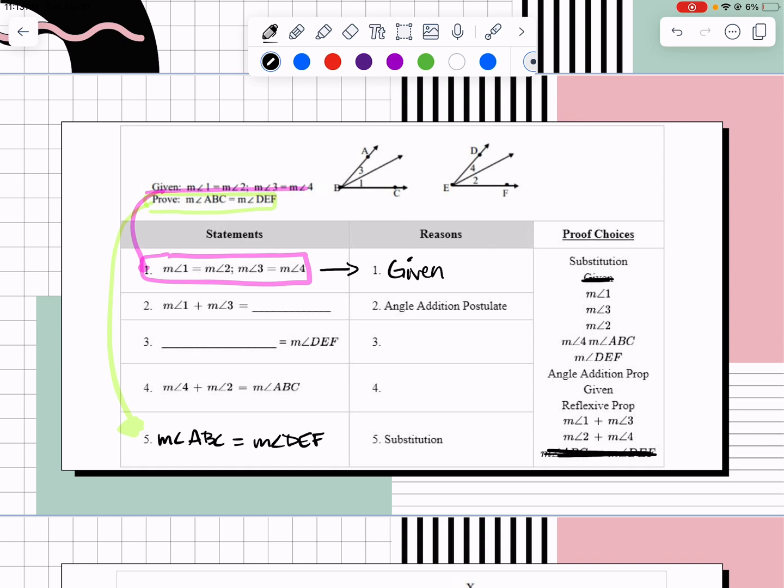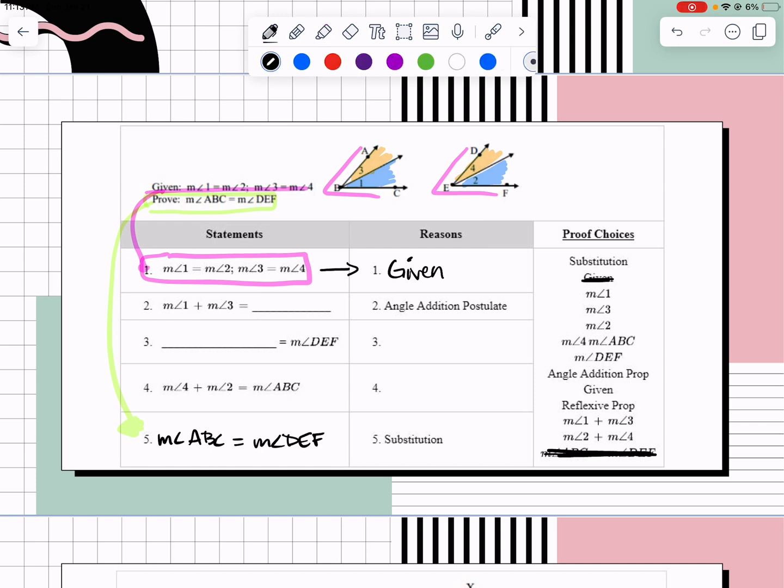So now we have to get to the nuts and bolts. So the first thing I would consider is, what was I even given and what does it even mean? So I was given that angle 3 is equal to angle 4. And I was also given that angle 1 is equal to angle 2. So I'm trying to prove that this larger angle is equal to this larger angle. So that's my end goal.